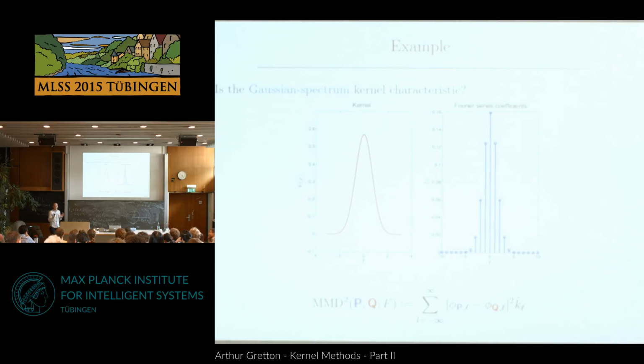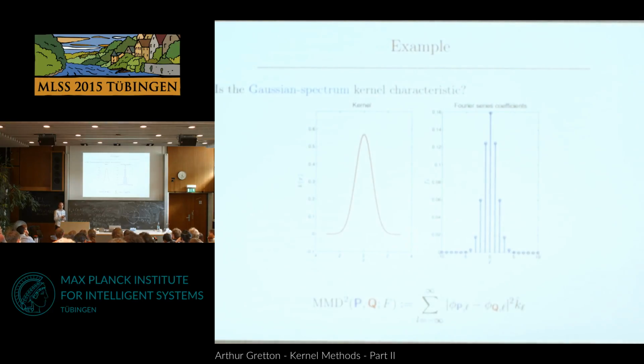So are there questions about this idea? The thing you should notice is that as long as the Fourier transform of your kernel has no zeros, then this sum is going to be non-zero as long as P and Q are different. So if there's a difference here, it will be spotted by this kernel. Does that make sense?